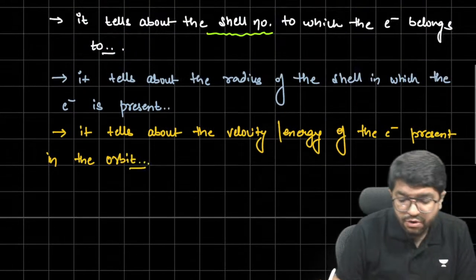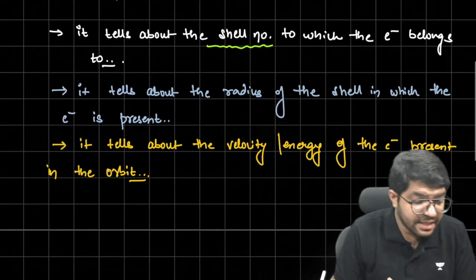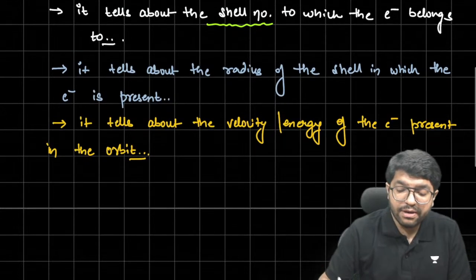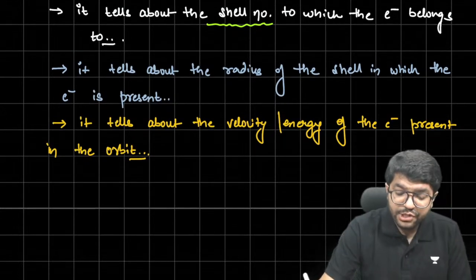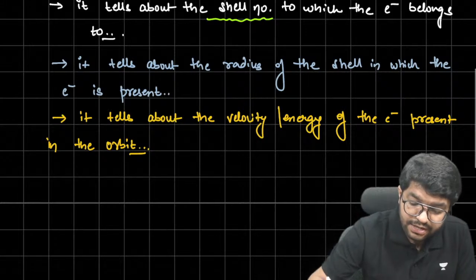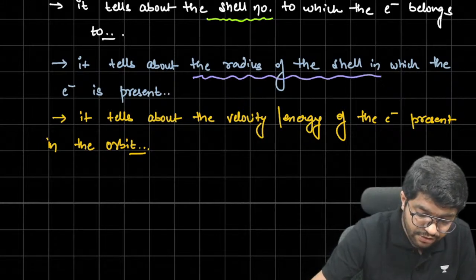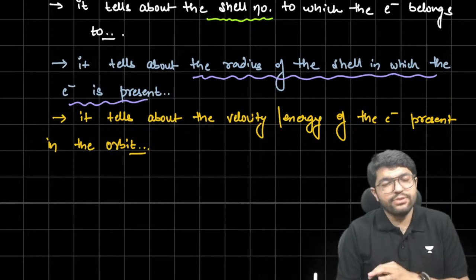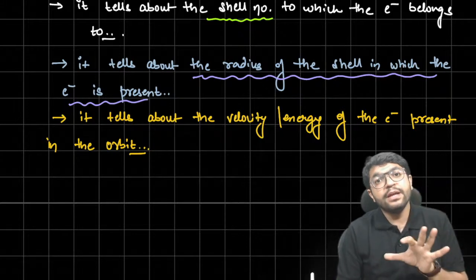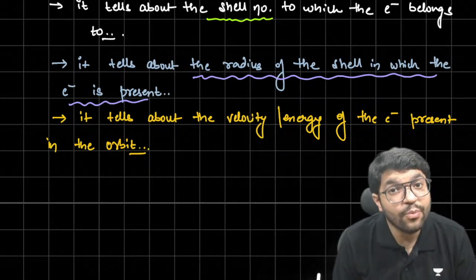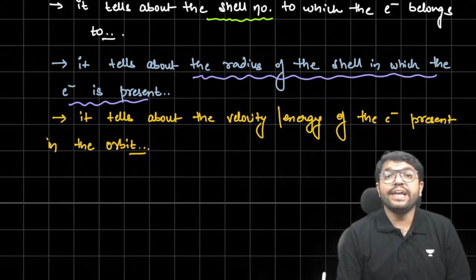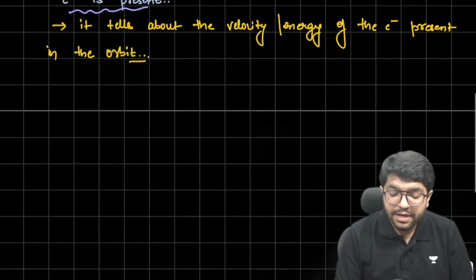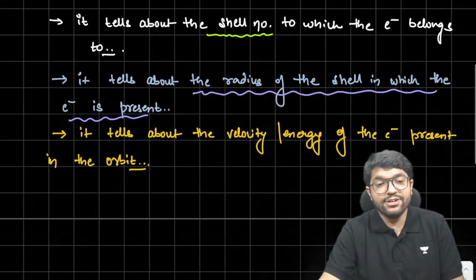So it talks about all these significant things: the radius of the shell in which the electron is present. It tells about the velocity, because since I know the radius, I know the shell number, I can very well bring out the velocity of the rotating electron. All right. You may copy it first quickly.